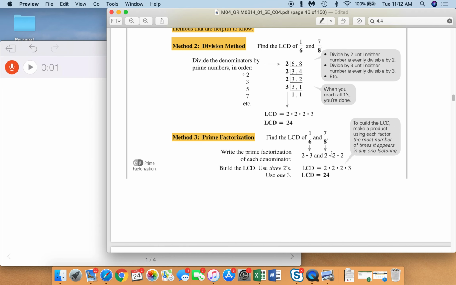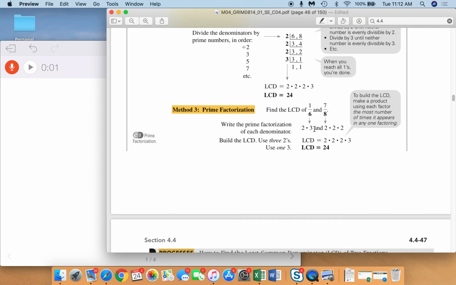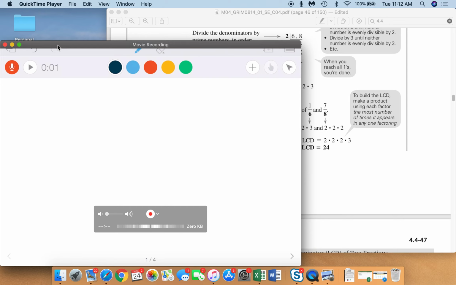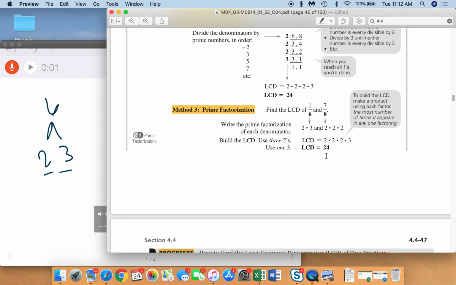All right, method 3 is the prime factorization. So this is where we use our factor trees, like those little trees that we did before. So here we have again 1/6 and 7/8. The prime factors of each. Again, they don't show the work, but what they did was that factor tree. Remember, here I'll show you real quick. You have 6 is 2 and 3. Those are both prime, so you're done. And then 8, you had 2 and 4. And 2 and 2. These are both prime, so you're done there. Okay, sorry about that. So then you end up with 2, 2, 3, and 4.